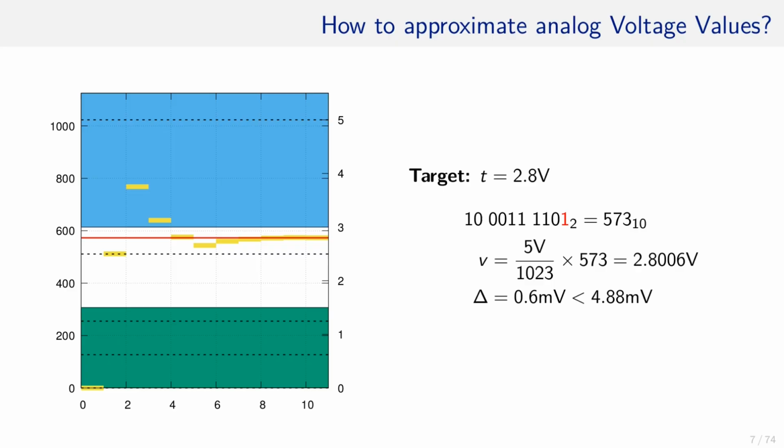We know that the maximum error is 4.88 millivolt. Since the difference between 2.8 and 2.8006 volt is only 0.6 millivolt, we are well within the error margin. Unfortunately, the algorithm continues to follow the rule and clears the bit. Since there is no other bit left, the algorithm exits. As you can see, due to the last change, the error increased to 4.4 mV, though it is still within the margin.